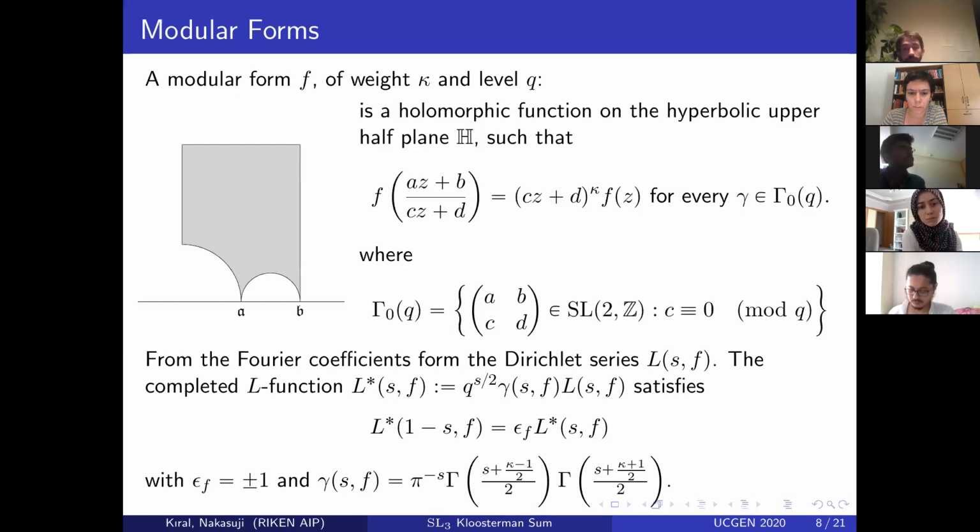It satisfies the functional equation, and it is supposed to satisfy the Riemann hypothesis. You expect this, and also the Lindelöf hypothesis. And the Lindelöf hypothesis for this L-function would be a consequence if you assumed the Riemann hypothesis for this function. So this is a general concept of a modular form.